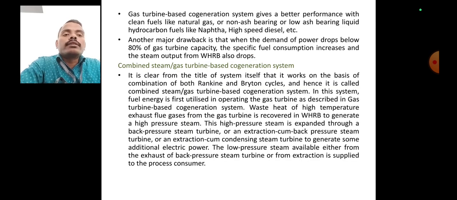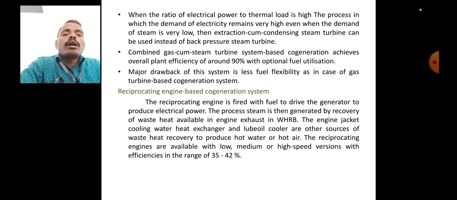Next, the combined steam and gas turbine based cogeneration system. Combined means the steam turbine cogeneration system is combined with the gas turbine system. The efficiency is almost 90% of energy utilization. It is the highest efficiency in this series.